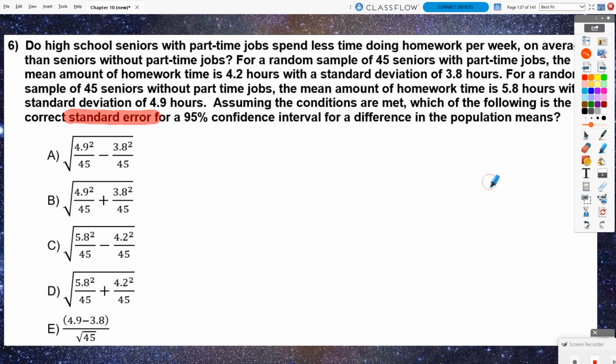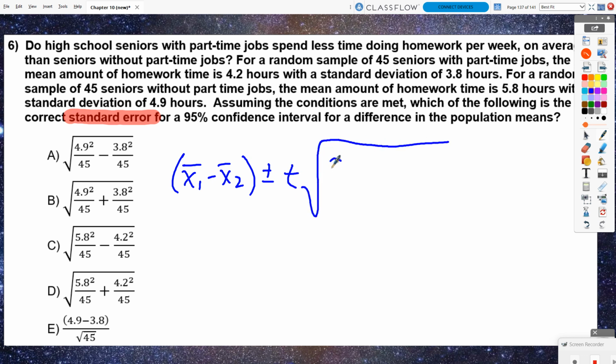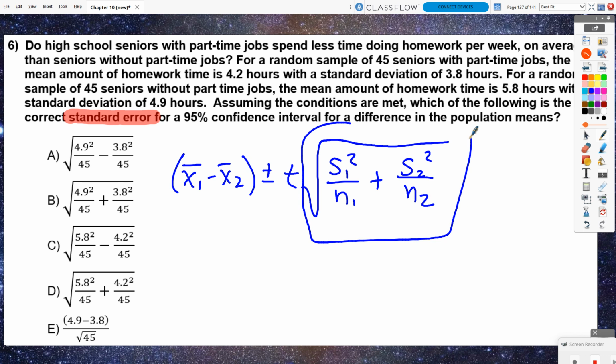So again, this one's asking about standard error. This is a two-sample problem. We're looking at the difference in two population means. And so if I wrote out the entire confidence interval formula, I'd have the difference of my sample means plus or minus the t critical value times the standard error. And this would be a formula. The standard error part will be given to you on the chapter test because it's on the AP Stats exam formula sheet. So really, you just need to plug in the correct numbers into this formula.